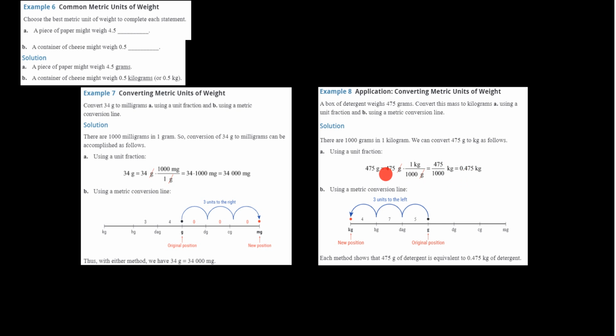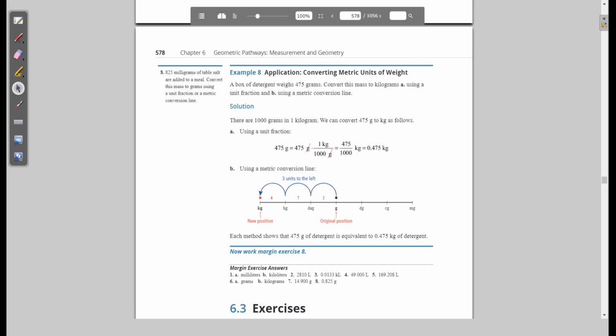And again, if you don't want to do all that, there's nothing wrong with it because we know that we're going from grams to kilograms. Well, that is 3 units to the left, so we take the decimal 475.0, we take that decimal and move it 3 places to the left to get to 0.475 kilograms. And just make sure, yes, that's it.